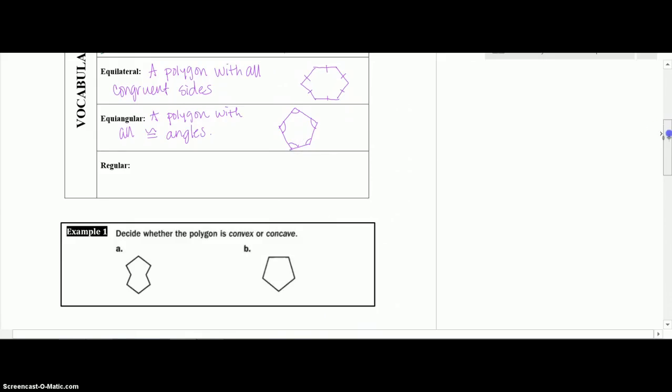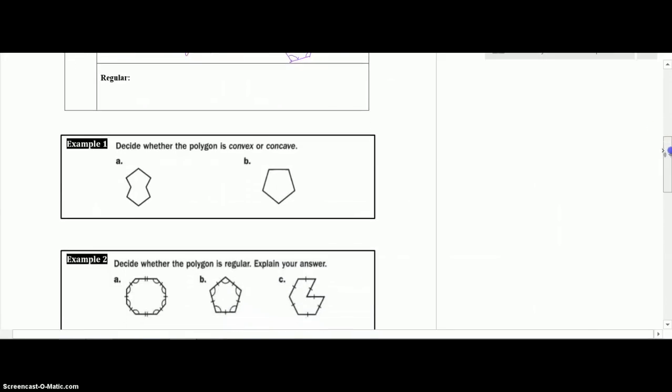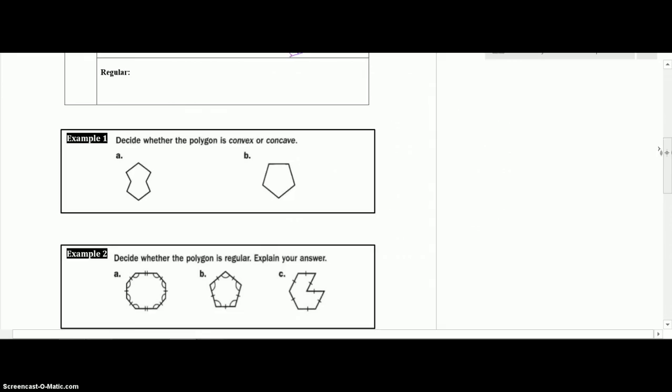And a new vocabulary term is regular. If a polygon is regular, it means that it is equiangular and equilateral. So if we drew a polygon, we'll draw a pentagon again, it would be all congruent sides for equilateral, all congruent angles for equiangular.